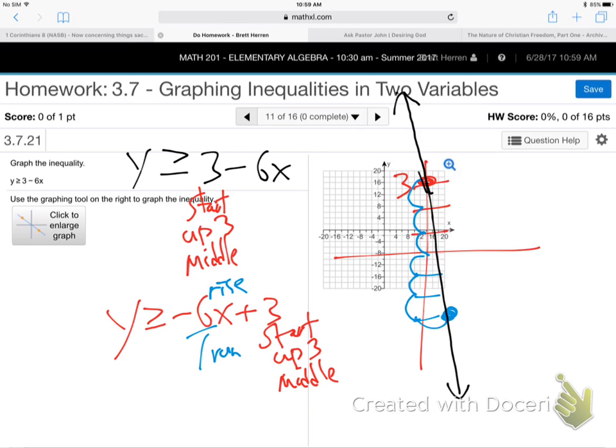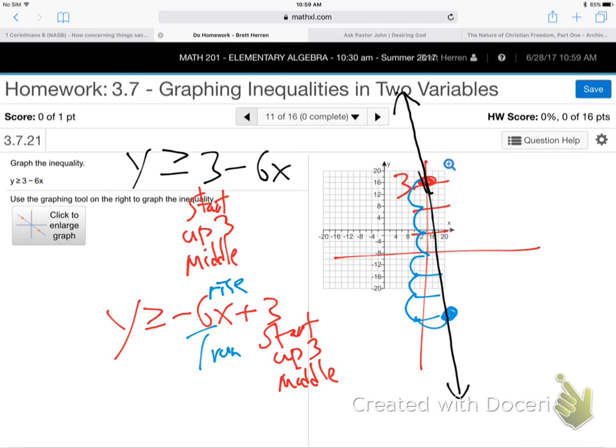Good, everybody good to there for that line? That's the stuff we did yesterday, right? You just started up 3 in the middle, because that's the number without the x. You go down 6, 1, 2, 3, 4, 5, 6, over 1. Connect the 2 dots. So that's yesterday. The only difference today is we're going to also have shading, huh?